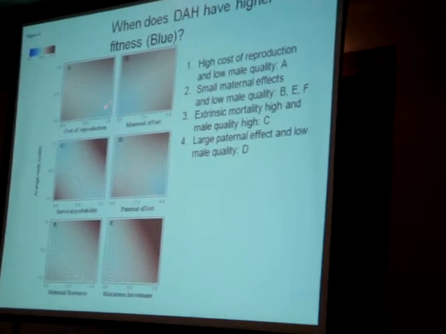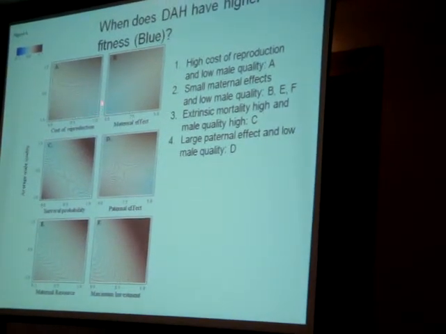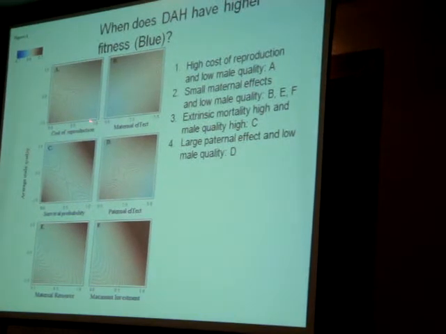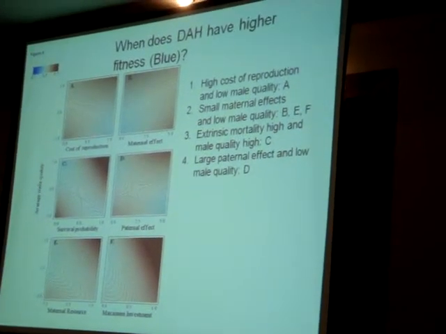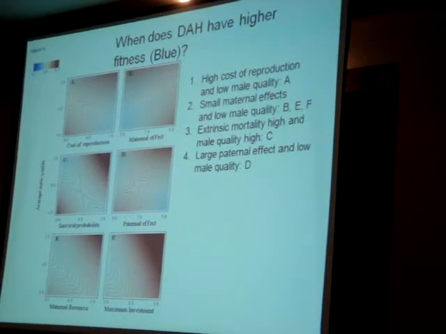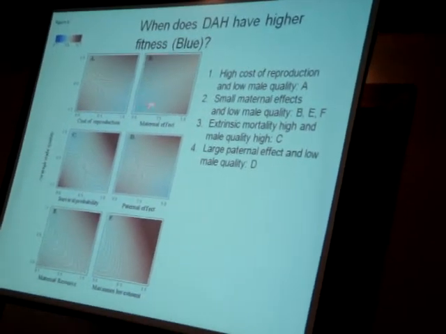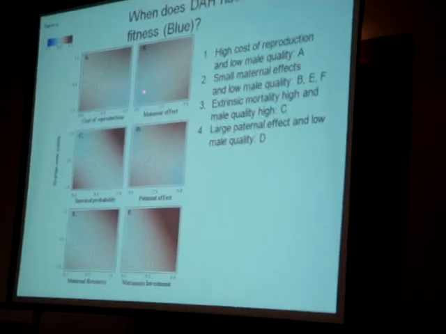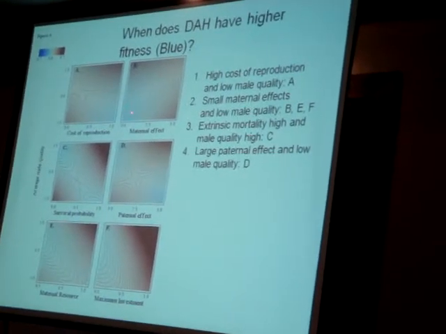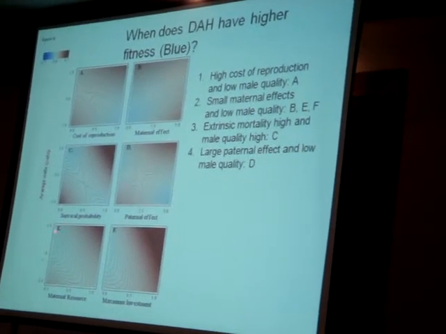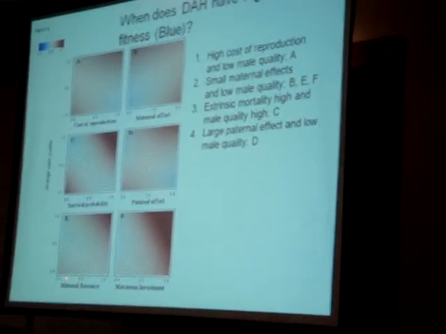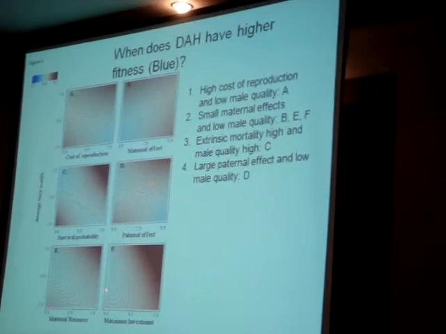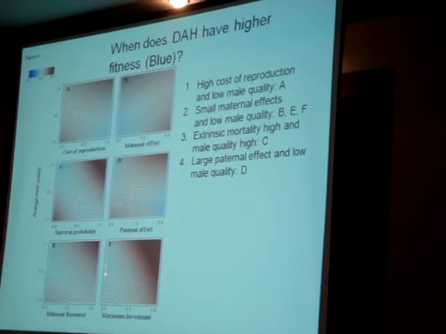One is here. Differential allocation wins when there's an insanely high cost of reproduction and males are lousy quality. Differential allocation also wins when there are very tiny maternal effects and males are low quality, and also when other indications of the level of maternal expenditure, maternal resource, and maximum maternal investment are also very low.